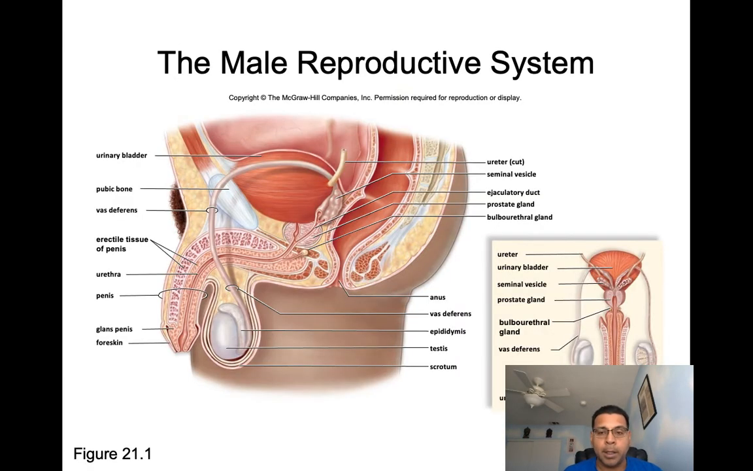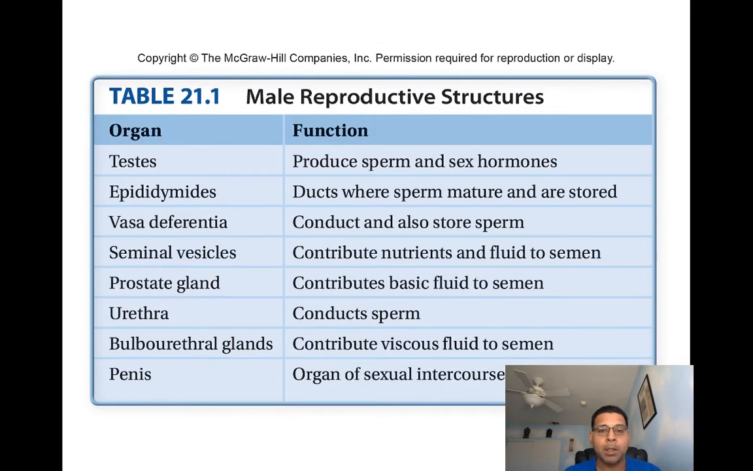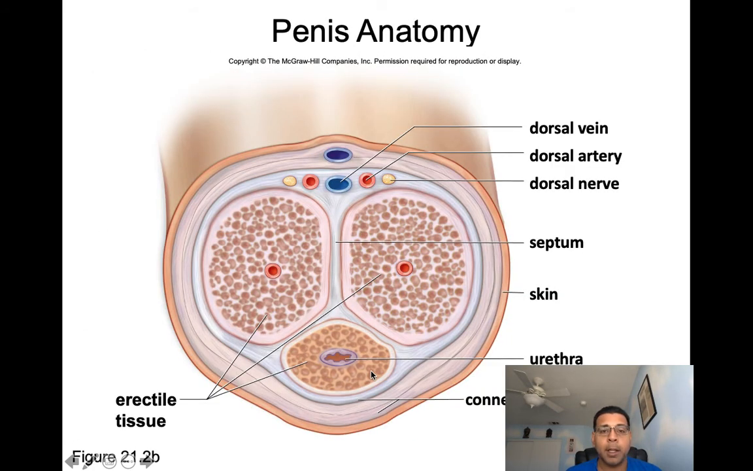All right, next then here we can appreciate, so make sure you've got all the functions down. Testes, they produce sperm and sex hormones. The epididymis, ducts where sperm will mature and be stored. And then the vas deferens is going to conduct sperm. And then the seminal vesicles, prostate, and the bulbourethral glands we talked about, and then the urethra and the penis. So let's talk about erection.